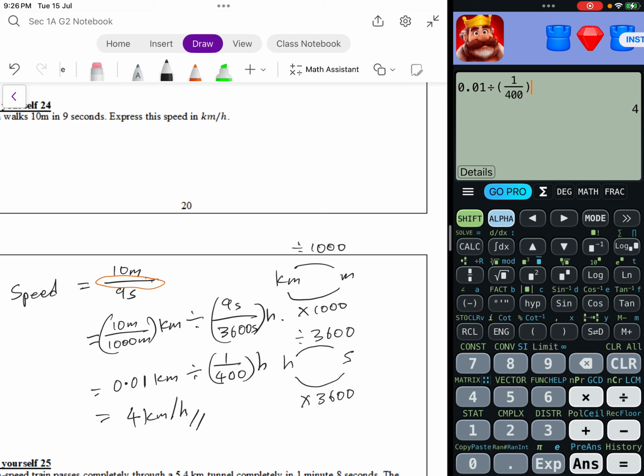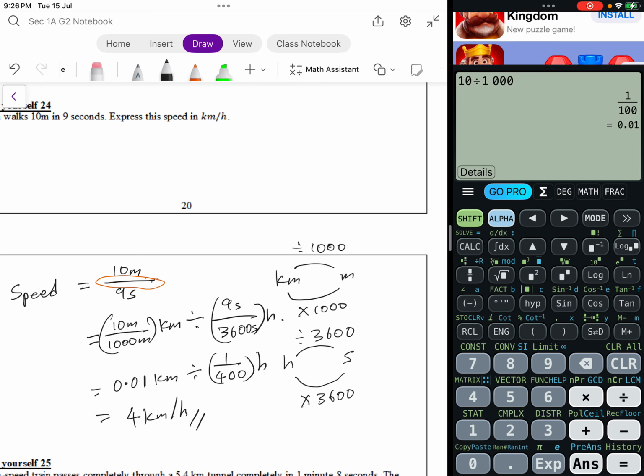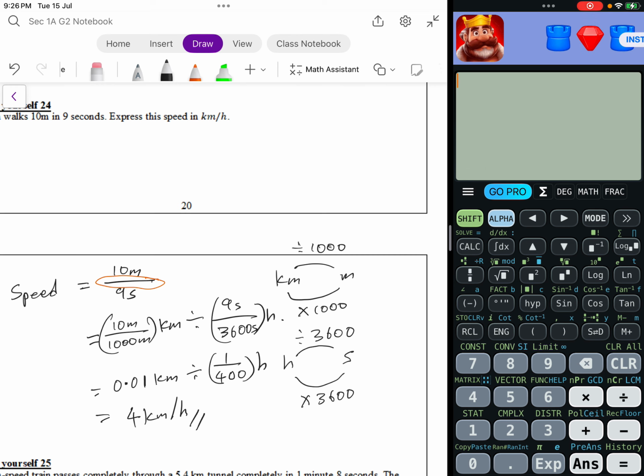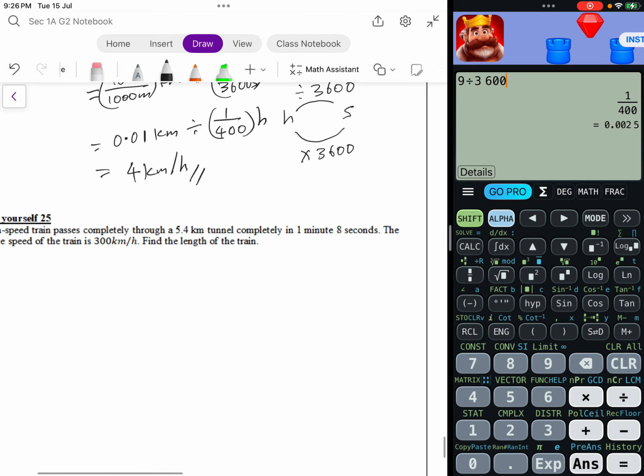Okay, let's double check our calculation. 10 divided by 1000, right? So this is correct. And then 9 divided by 3600, this is also correct. So your answer is 4 kilometers per hour.